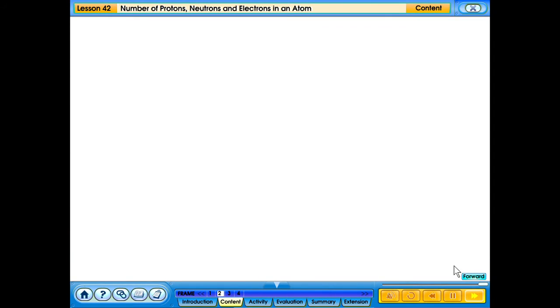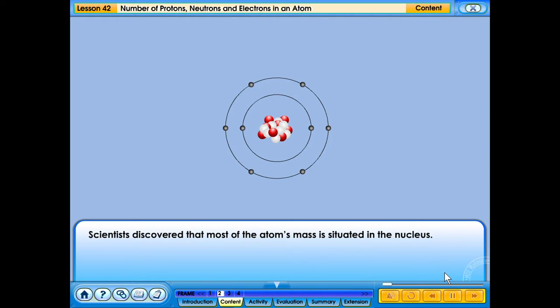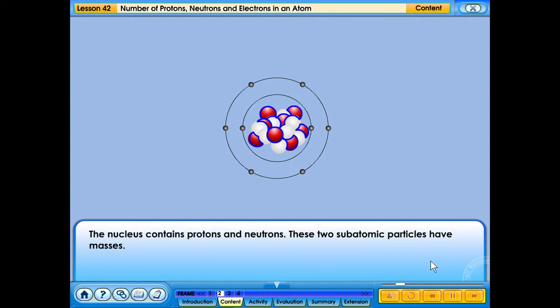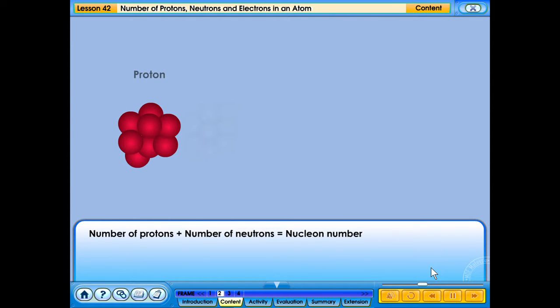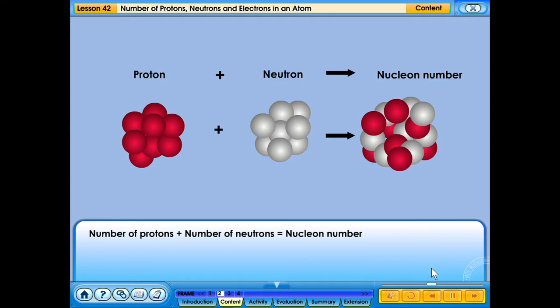Scientists discovered that most of the atom's mass is situated in the nucleus. The nucleus contains protons and neutrons. These 2 subatomic particles have masses. The sum of number of protons and number of neutrons of an atom is the nucleon number.